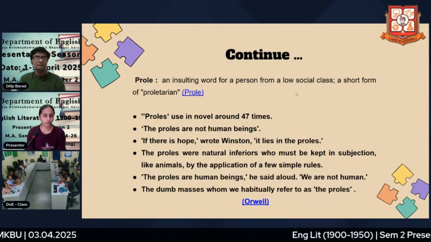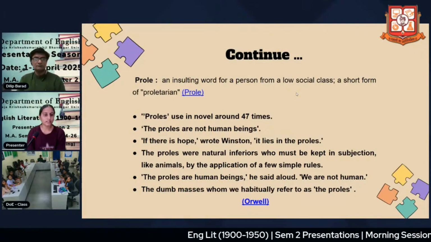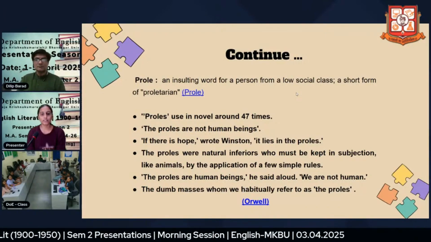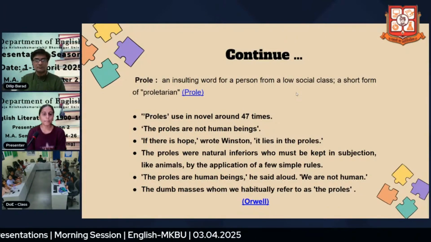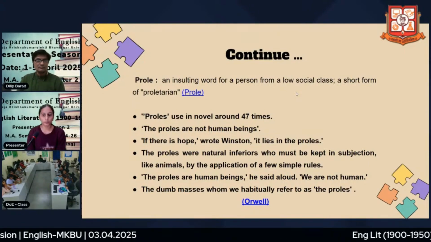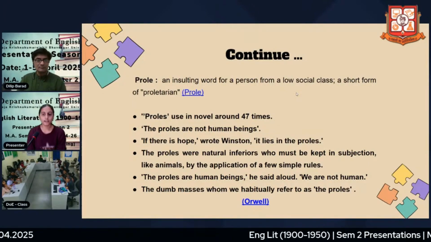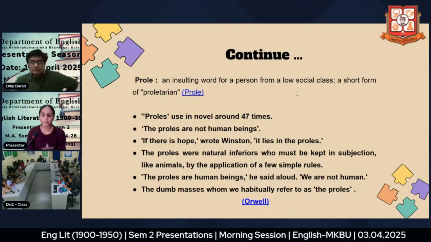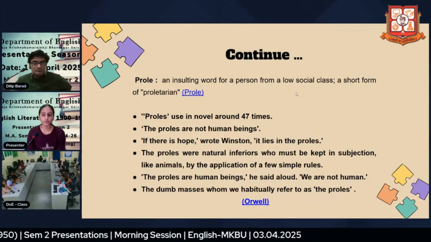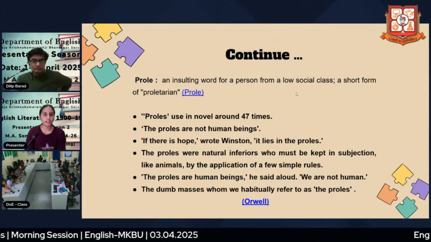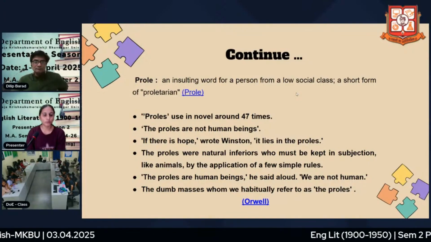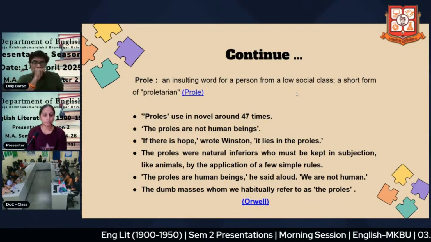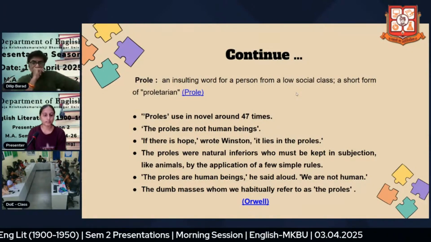And another quote by Winston: "If there is a hope," wrote Winston, "it lies in the proles." So we see in the movie that Winston sees the woman, and sees that if there is a hope, then proles can make a civilization. Then, the proles were naturally inferior, who must be kept in subjection like an animal by the application of a few simple rules. So the elite class believes that proles are not born to rule, or do not have any power. They are naturally born to be inferior.